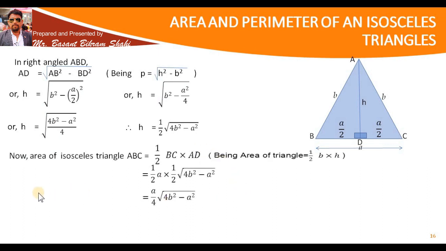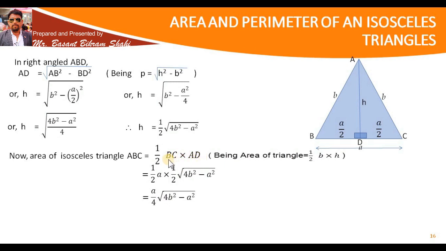In the same way, now we take the area of an isosceles triangle as we have taken the area of an equilateral triangle. As this is also a triangle, we use the same concept here also, half into base into height. So base B is here BC, height H is here AD, so half into base BC into height AD.